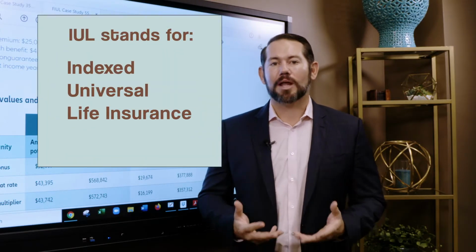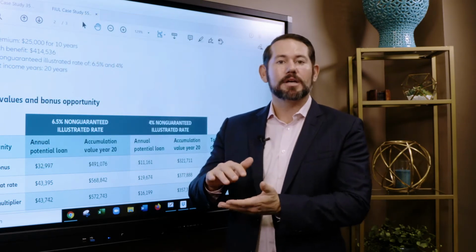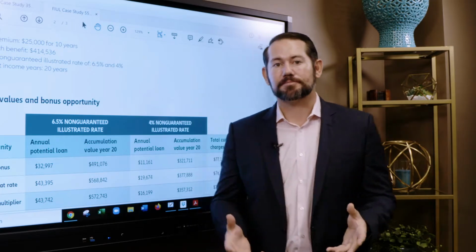IUL stands for Indexed Universal Life Insurance. It's a cash value life insurance policy. The costs are much less than whole life because all life insurance has expenses. Universal life, specifically indexed universal life, the costs are a lot less than whole life insurance. They're more than term insurance, but it's kind of in the middle there.